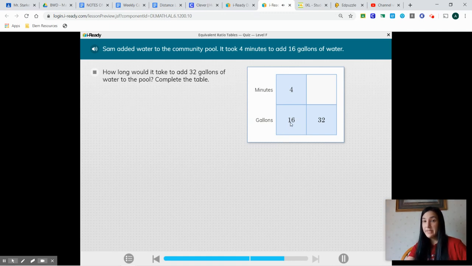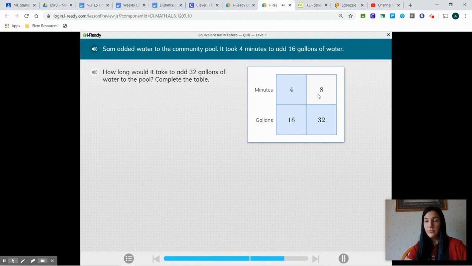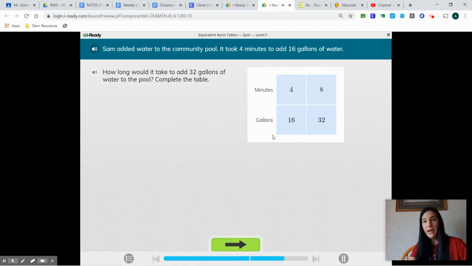All right, so complete from the table. 16 to 32, we're multiplying by 2. So over here, we're going to do 4 times 2 to give us 8. We could have also simplified and gotten 4 and then done 32 divided by 4, which is also 8.